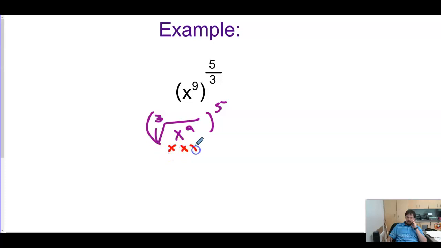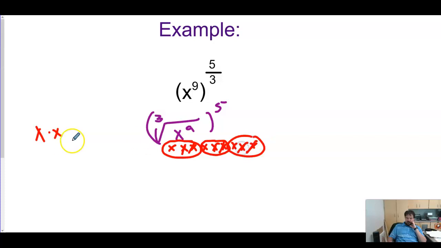X to the 9th power is just x times x times x times x times x times x times x times x times x, and we're finding groups of 3. Here's a group of 3. One of the x's escapes. Here's a group of 3. One of the x's escapes. And here's a group of 3. Those 2 cross out, and that x escapes. So what am I left with after I have simplified? I have x cubed, and there's nothing left inside the root because there's nothing left over that couldn't escape or didn't get lost trying to escape.